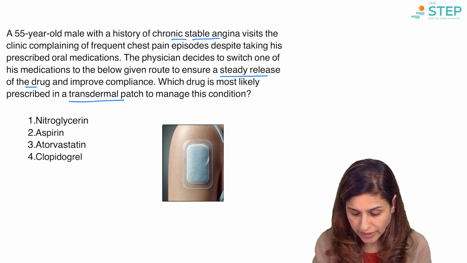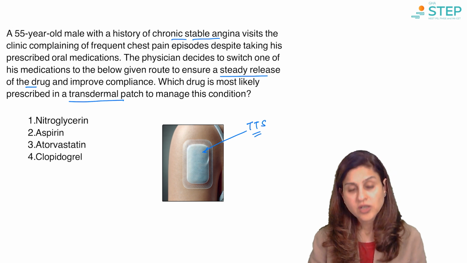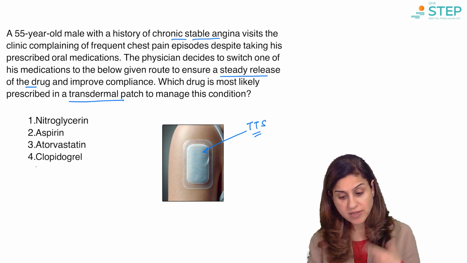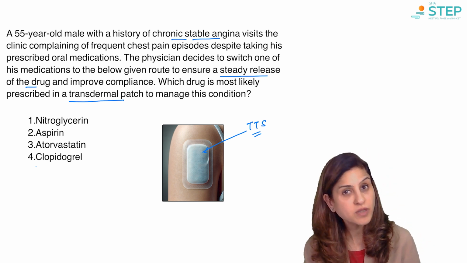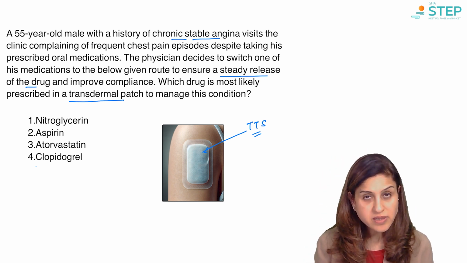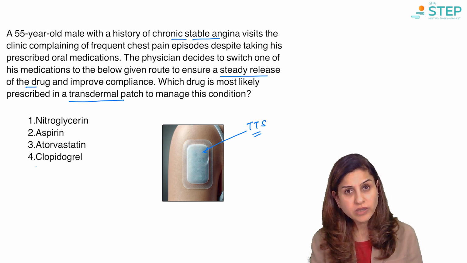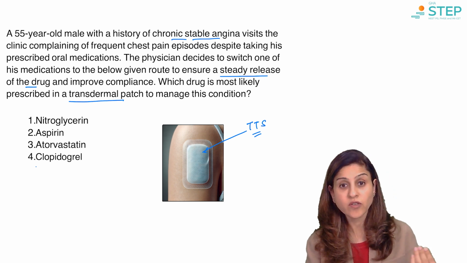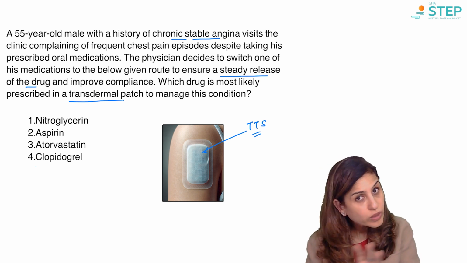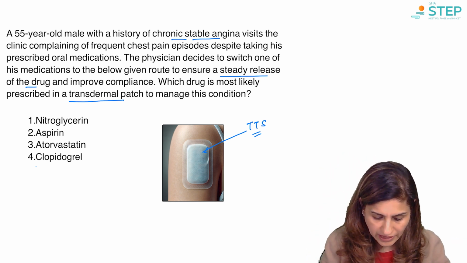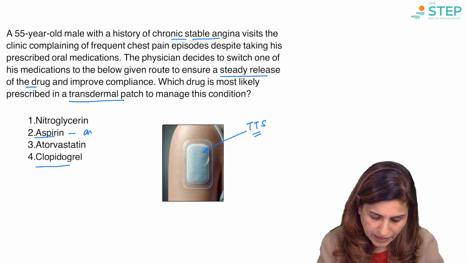They have shown you an example of a transdermal patch, a TTS. So can you tell which drug prescribed for chronic stable angina is available as a transdermal patch? Whether it is nitroglycerin, aspirin, atorvastatin, or clopidogrel. If you do not know the answer, we can rule out options. We can reach the correct option in an MCQ even if you don't know it, by starting with ruling out the incorrect options. So let's see clopidogrel and aspirin. These are two drugs which are both antiplatelets, right?